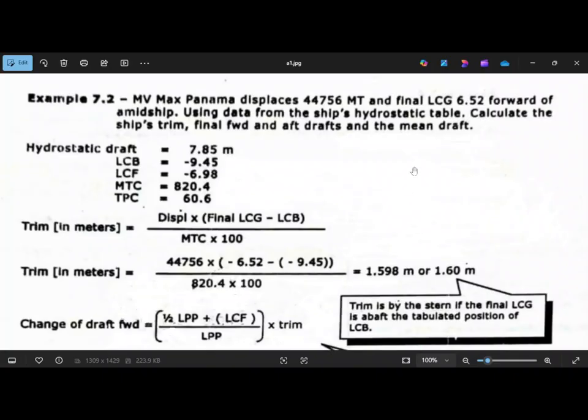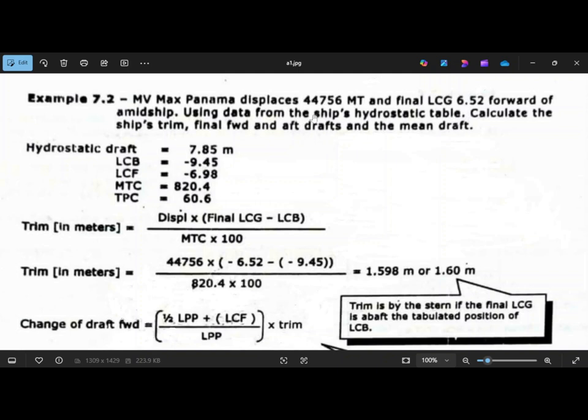This is the problem, example 7.2. MV Max Panama displaces 44,756 metric tons and final LCG is 6.52 forward of midship. Using data from the ship's hydrostatic table, calculate the ship's trim, the final forward and aft drafts, and the mean draft.